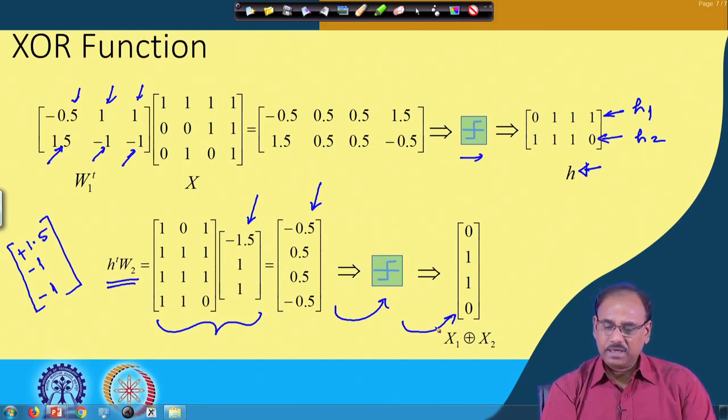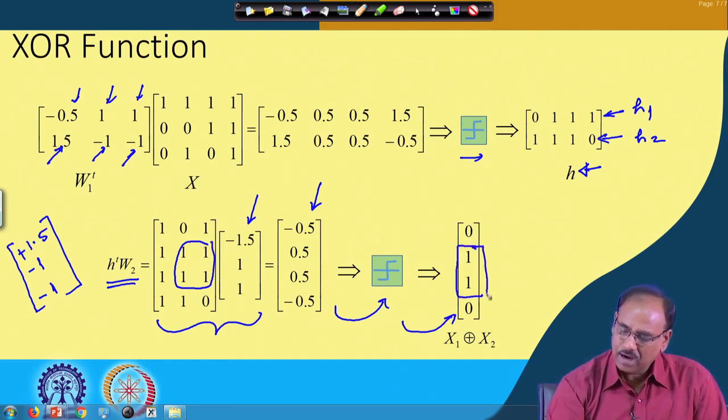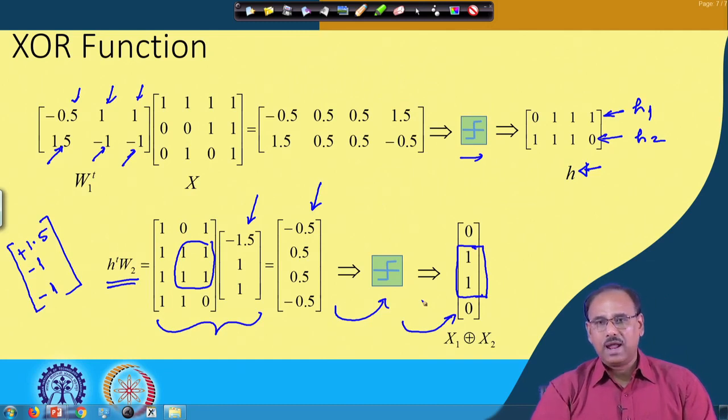So, you find that when my H1, H2 are 0, 1 or 1, 0, the output becomes 0, and these are equivalent to the input vectors being 0, 0 or 1, 1. And when my H vector, that is the intermediate features, are 1, 1, the output is also 1. And this is the case when x1 and x2 are either 0, 1 or 1, 0. So, I have implemented this XOR function in 2 steps.